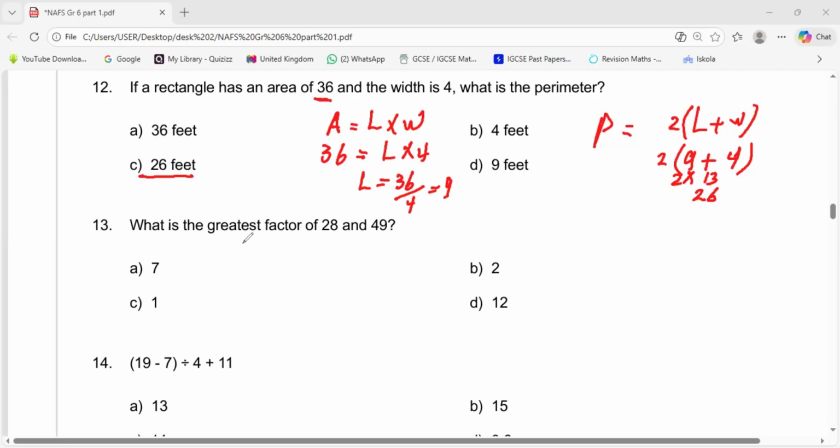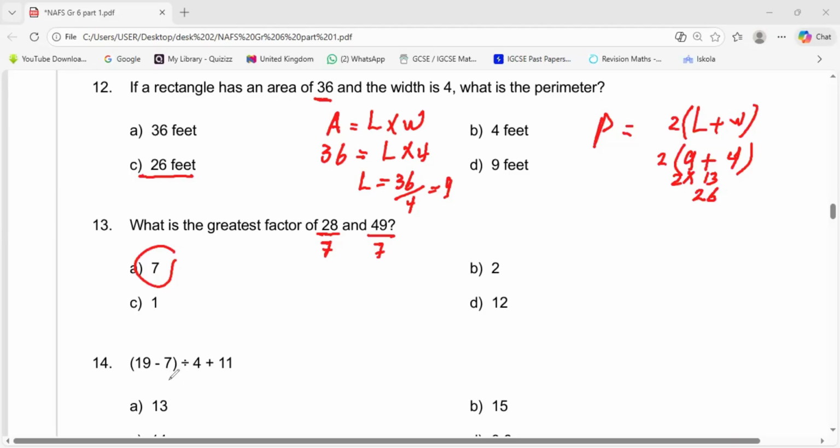Number 13, what is the greatest common factor? Greatest factor means the number that can divide both 28 and 49. We can divide both of them by 7. There is a 7, the greatest common factor.